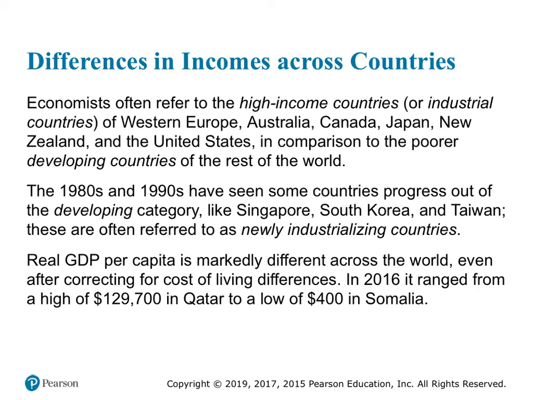And we also see a high range of real GDP per capita across the world. So in 2016, the real GDP per capita in Qatar was almost 130,000, and in Somalia, it was a very low $400. So the average income for someone in Somalia is $400 a year. So again, you can see why the outcomes are much more poor in Somalia, the health outcomes, literacy outcomes, life expectancy outcomes, etc.